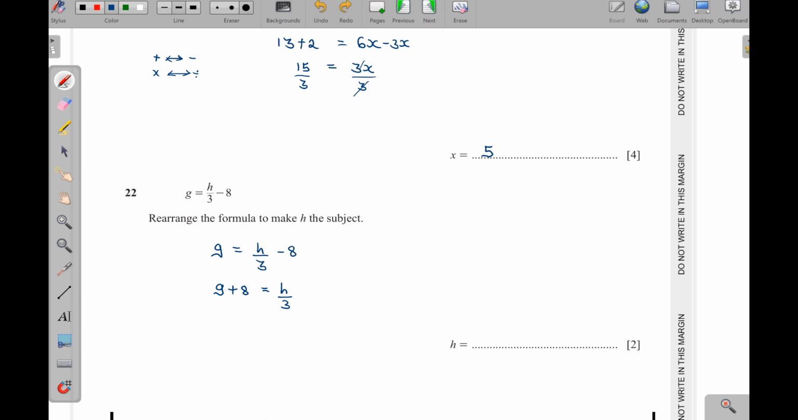Multiplication. So we shall then multiply both sides, or you can say cross multiply. Okay, when you cross multiply, the 3 will come there, and then you have the h. So if I open the brackets here, you can write your answer, by the way, as 3 into g plus 8, or you can say 3g then plus the 24 if you open the brackets.